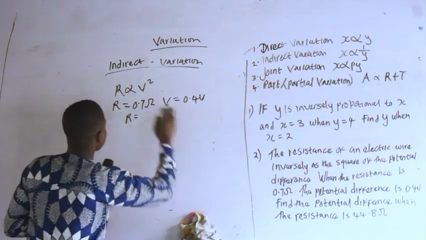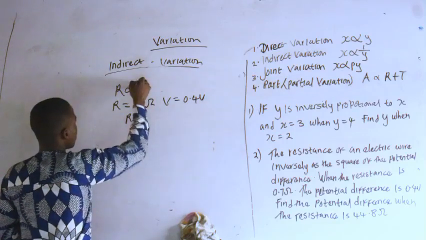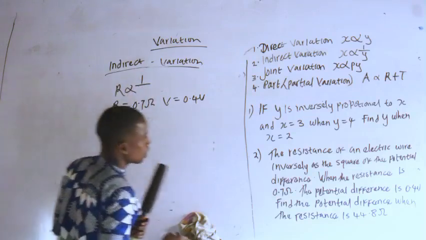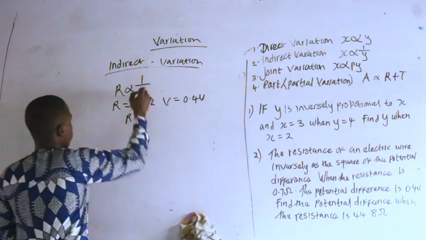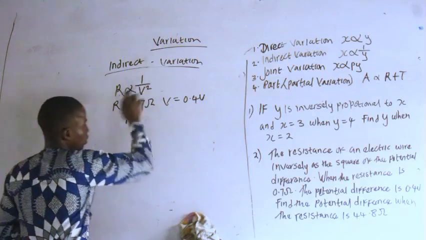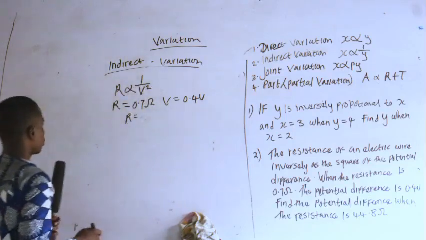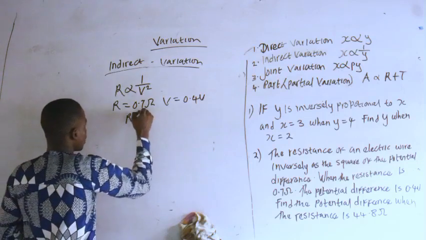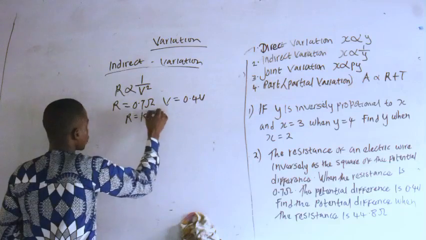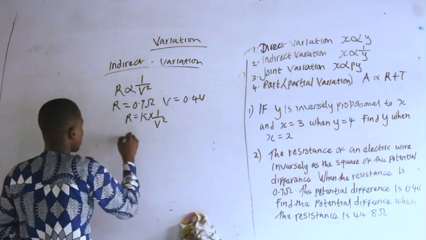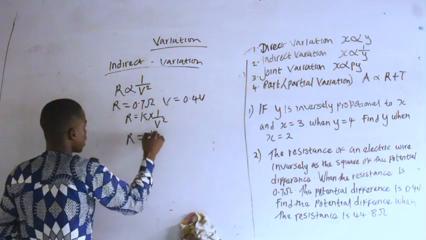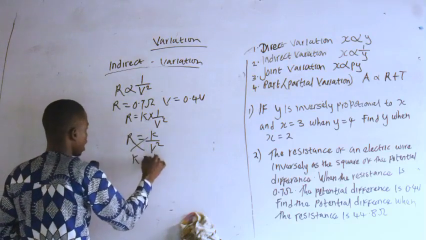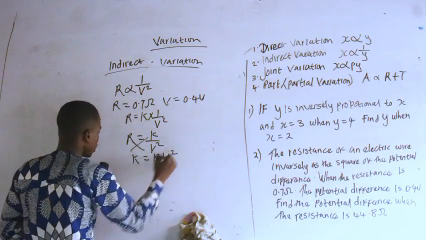Remember, it is inverse. Inverse will be 1 all over V squared. That's the thing they told us to do. Now, to find this, it will be K times 1 all over V squared. It will now be R equal to K all over V squared. Cross multiply, our K equal to R V squared.